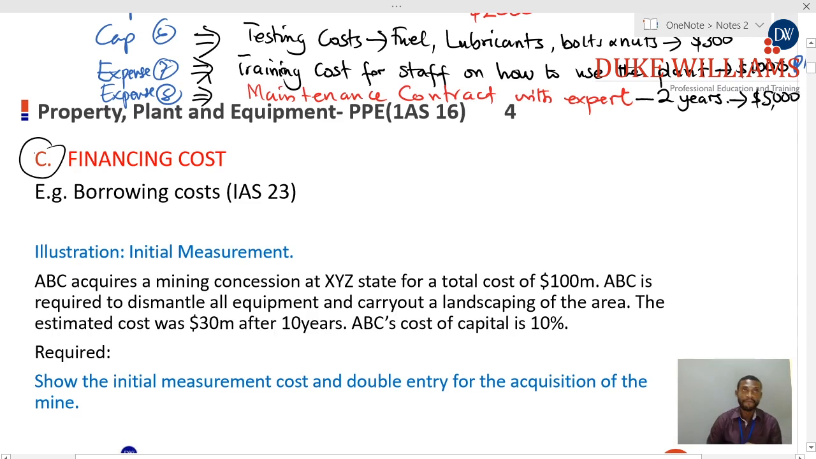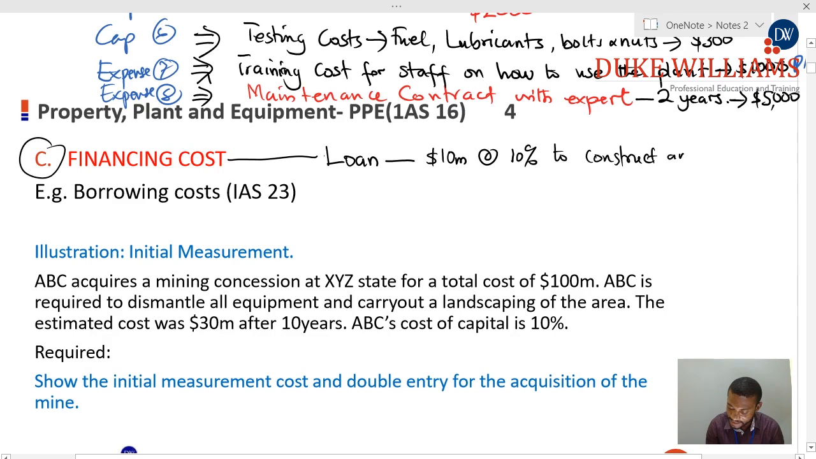Okay. Now, finance cost, which is another example of initial measurement cost, finance cost. Now, finance cost, what it means is that the entity has borrowed or has taken a loan. I just want to make it simple for you to understand. The entity has taken a loan, maybe a loan of 10 million at the rate of 10% to construct. The key word here is construct. We'll look at it under the standard borrowing cost. To construct an asset.